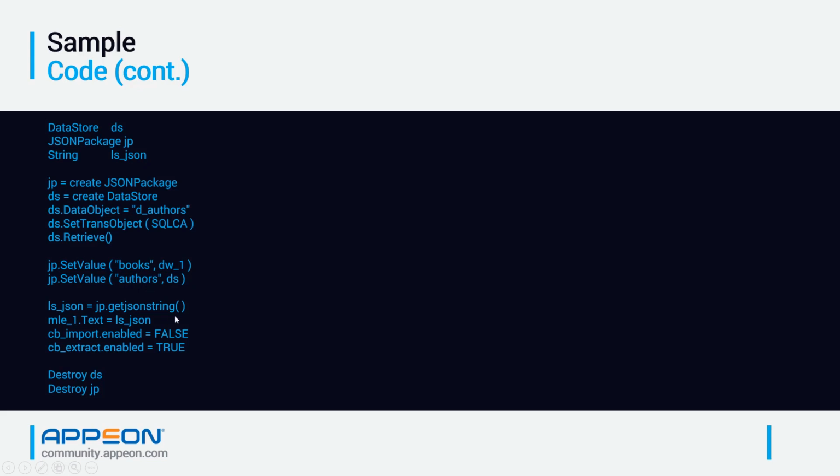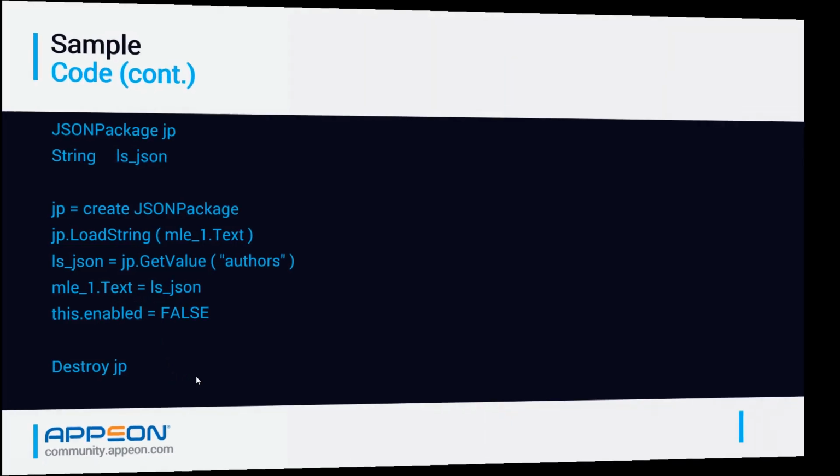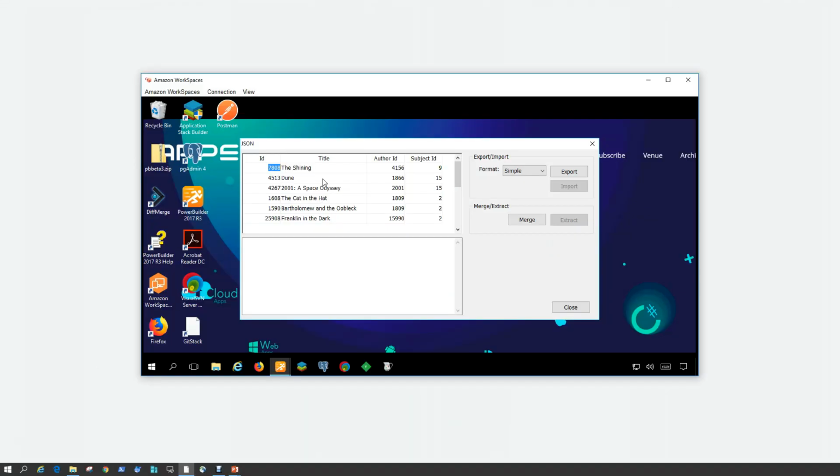I do the get JSON string and I just paste that into the MLE. And then finally, when I want to extract that JSON back out, I create another JSON package object, load the MLE back into it, do a get value on the authors, and just display that in the MLE. So let's go and see what that actually looks like.